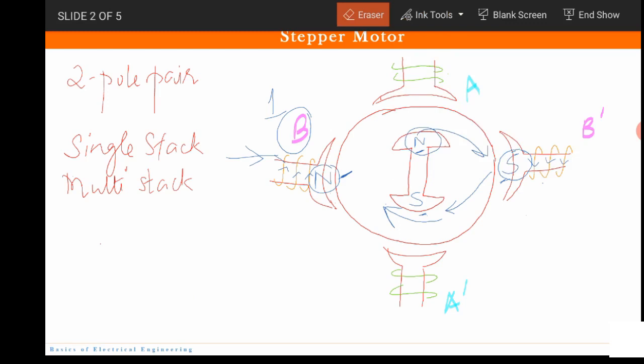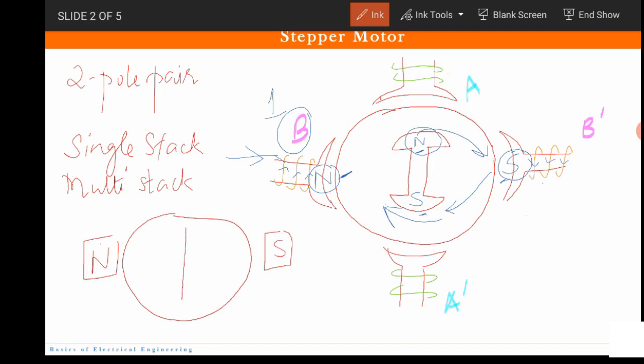So I will not be drawing the whole assembly, but I shall tell you the arrangement here. So this was north pole, this was now south pole, and earlier my stator stack was like this, but now it arranges itself like this. Correct? So this is south, this is north. Got it? Understood? I hope you have understood now.